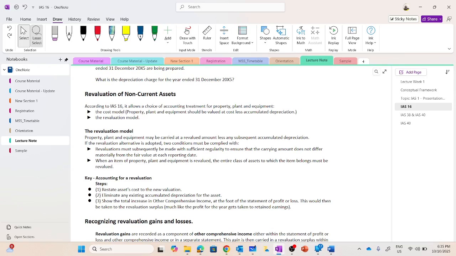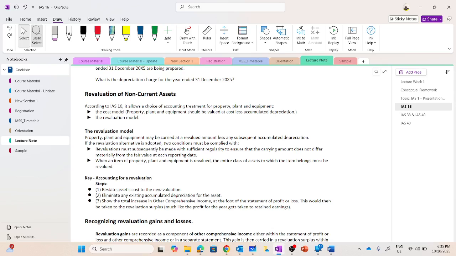So now, as per IAS 16, we have the option, the choice of accounting treatment for property, plant, and equipment. Either we can continue with the cost model, which is fine, or we can start using the revaluation model. So when we are going to use the revaluation model, it is very much important to understand. We are talking about the revaluation model.